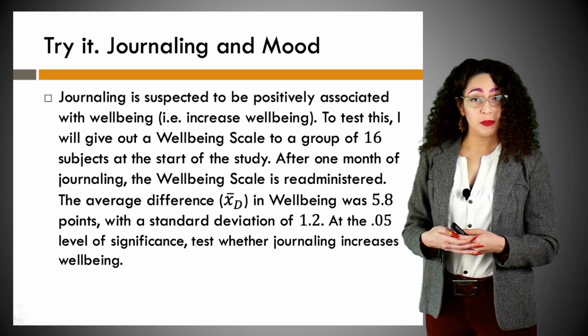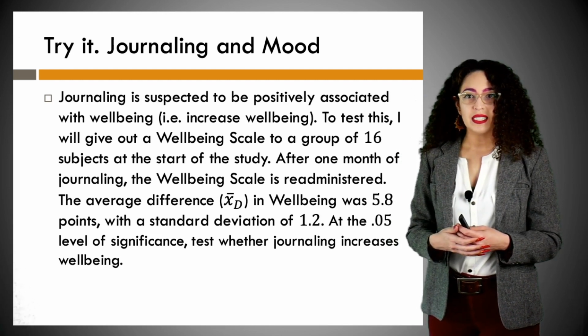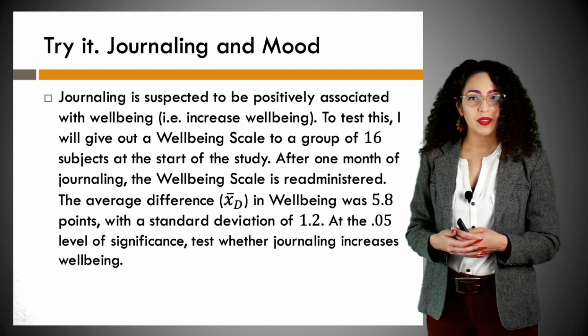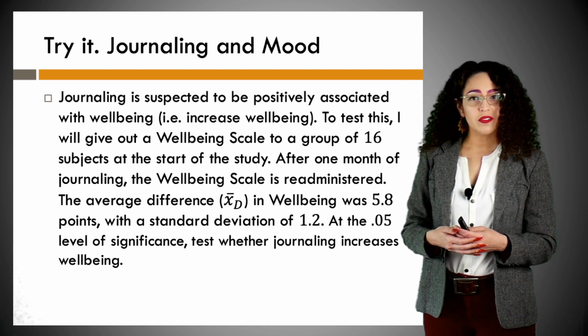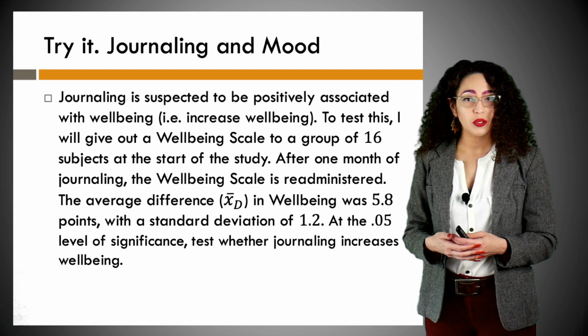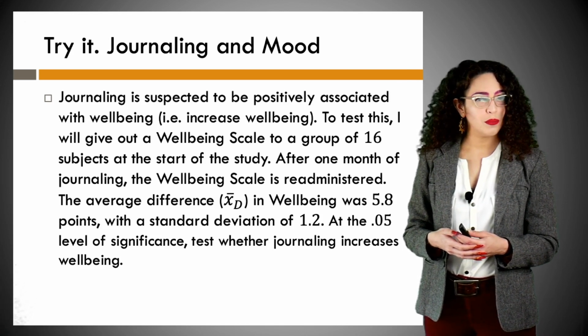Journaling is suspected to be positively associated with well-being, an increase in well-being. To test this, I give out a well-being scale to a group of 16 subjects at the start of the study. After 1 month of journaling, the well-being scale is re-administered. The average difference in well-being was 5.8 points, with a standard deviation of 1.2. At the 0.05 level of significance, test whether journaling increases well-being.